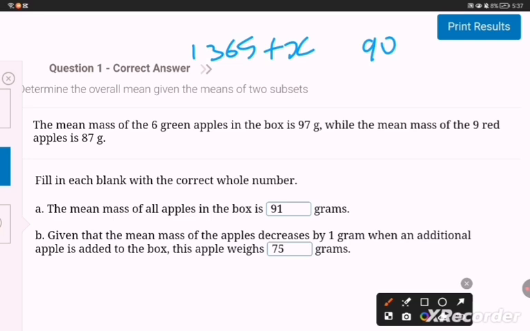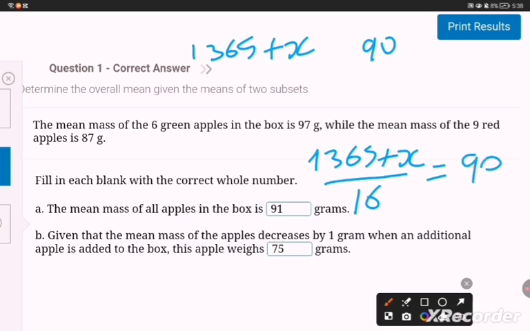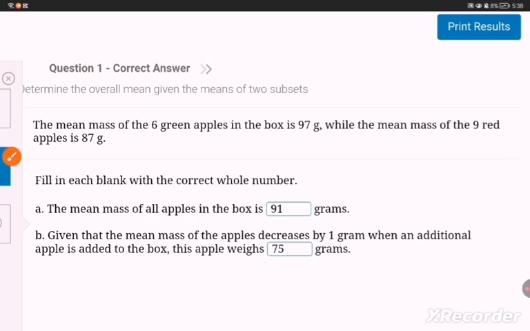Summation of x, just substitute 1,365 plus x instead of summation of x. Over n, there were 15 apples and they added an extra one, so 16, is equal to 90. So then just put that on your calculator and solve for x. Okay, if you have the 991CW, just press equation, then solver, and you'll get an answer of 75 grams. Okay, so yeah, 75 grams.